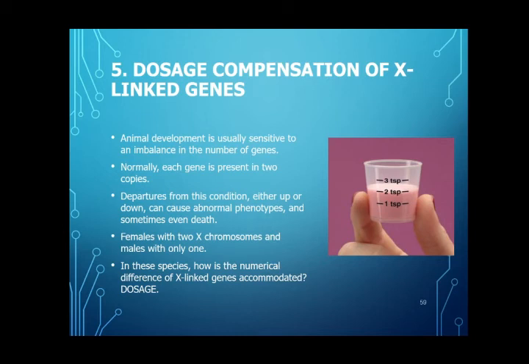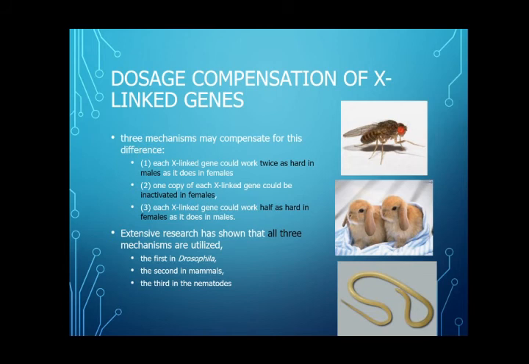Females have 2 X chromosomes and males only 1. In this species, how is the numerical difference of X-linked genes accommodated? Dosage. Three mechanisms compensate for this difference.